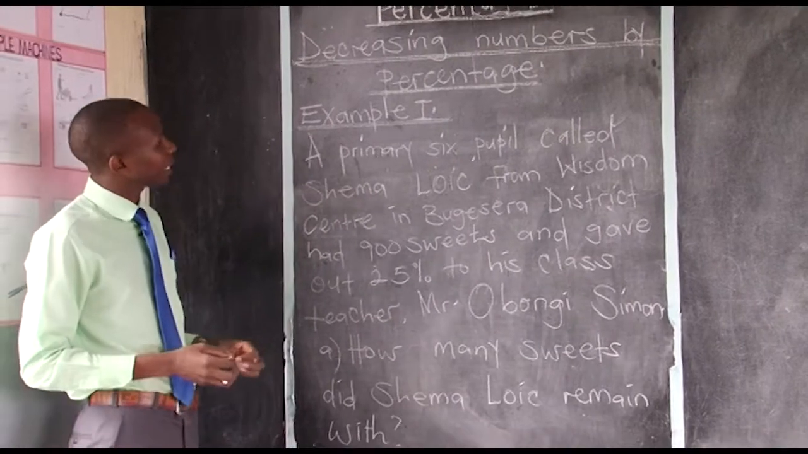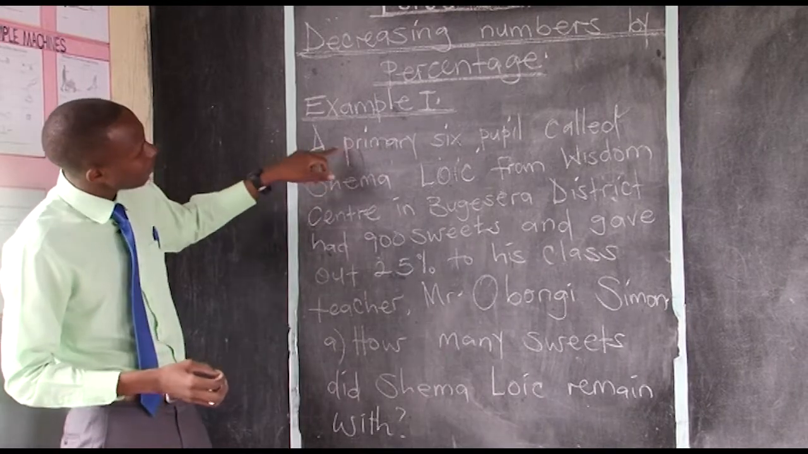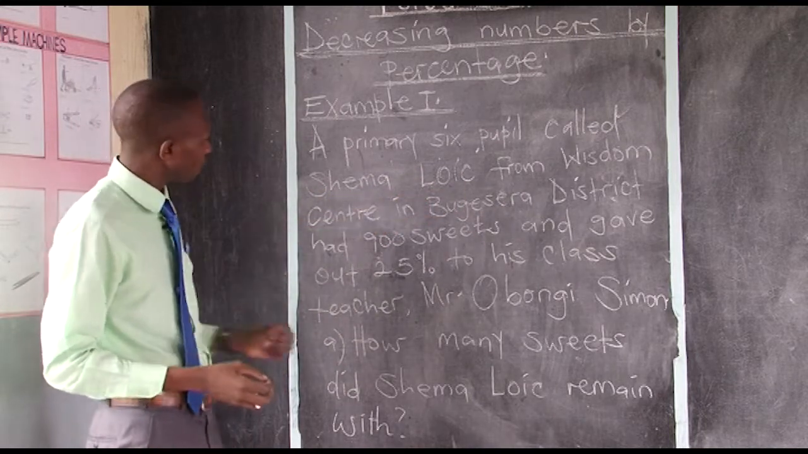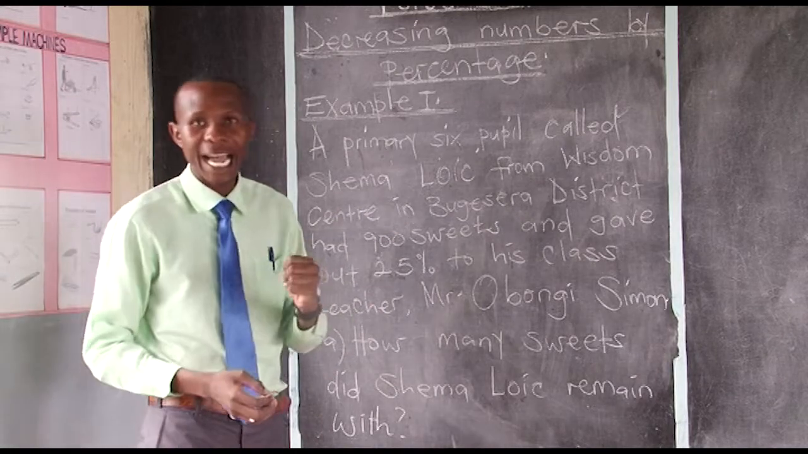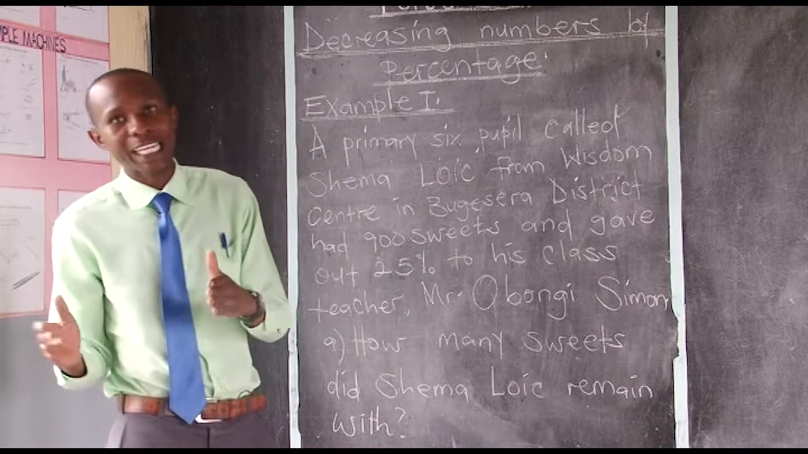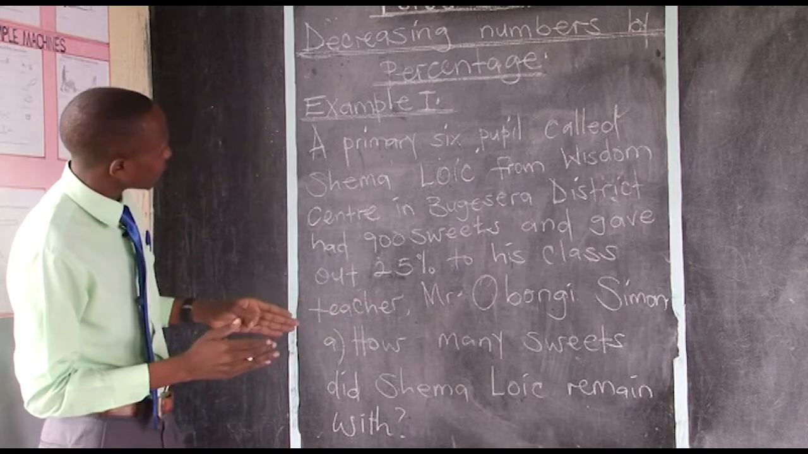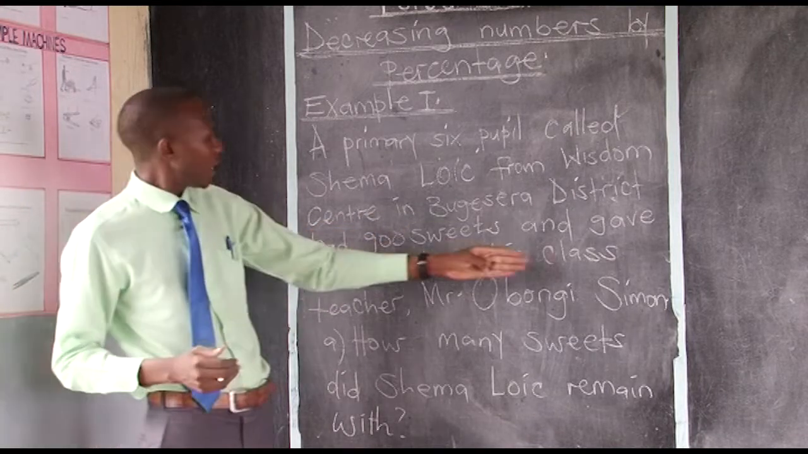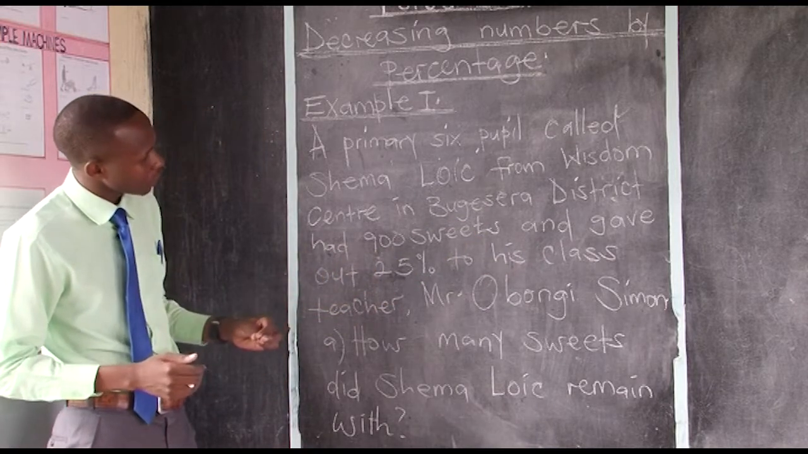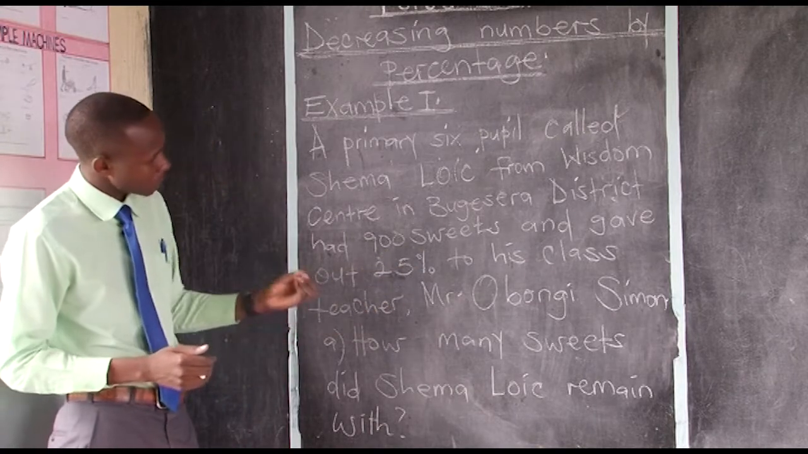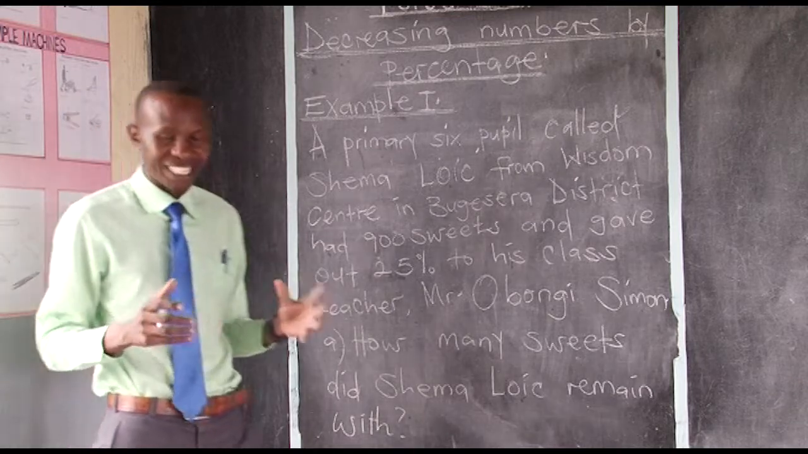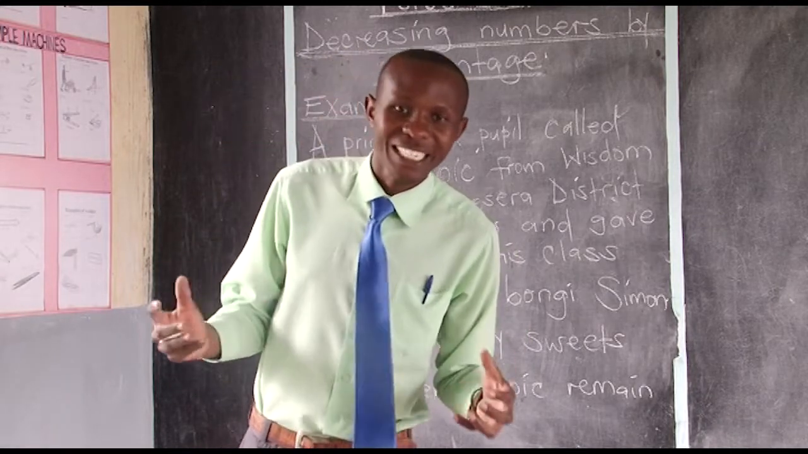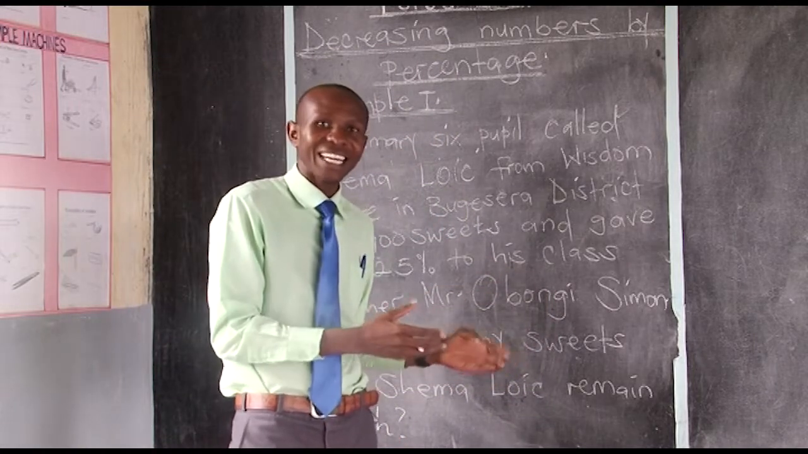So let's look at example one and see what it says. A primary 6 pupil called Shemaroik from Wisdom Center in Bujesera District had 900 sweets. That was a pupil or a candidate at Wisdom Center School, and that school is located within Karumuna, Bujesera. He had 900 sweets and gave out 25% to his class teacher, Mr. Obongi Simon.